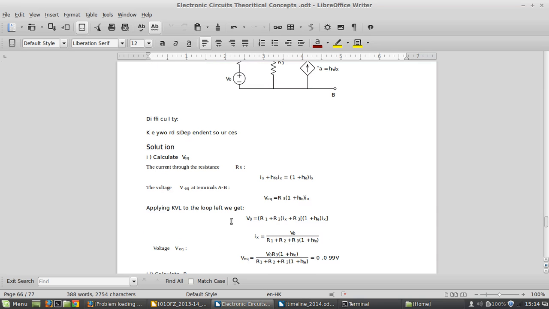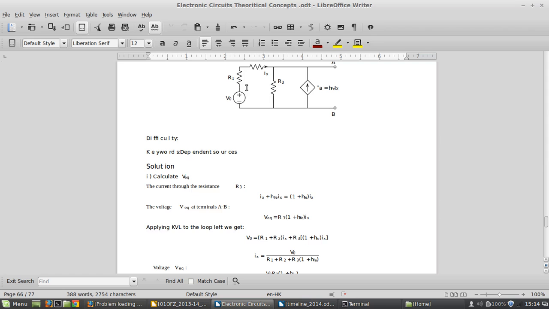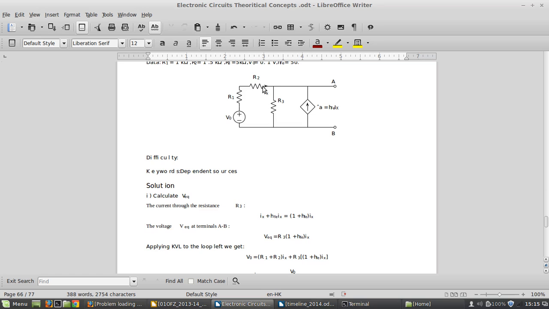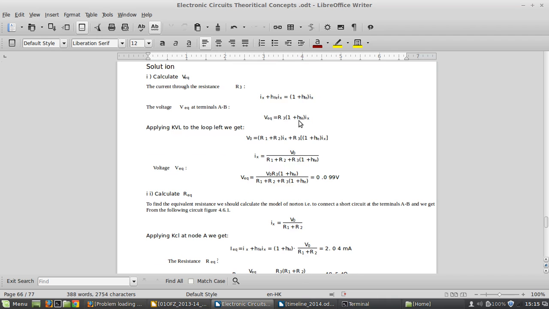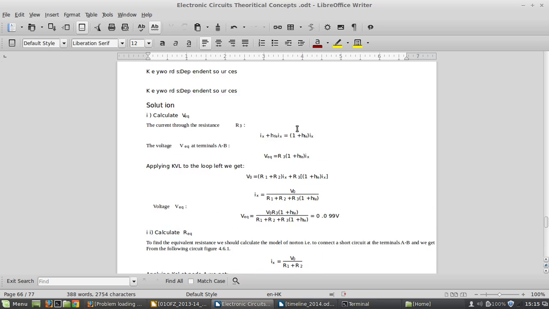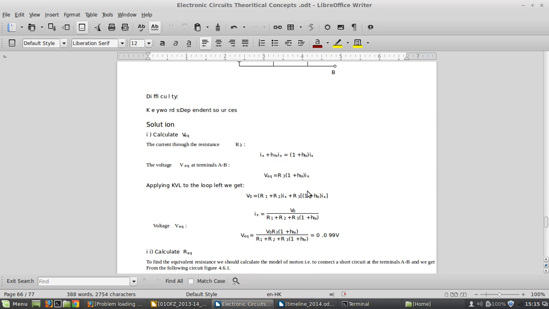Actually I was trying to find the current flowing through the resistor R3. This will be summed, because this current will not pass through here, it will pass through here. So the current A plus Ix will be added and flows through R3. After finding the current here, I can immediately get V equivalent, that will be the total current times R3.